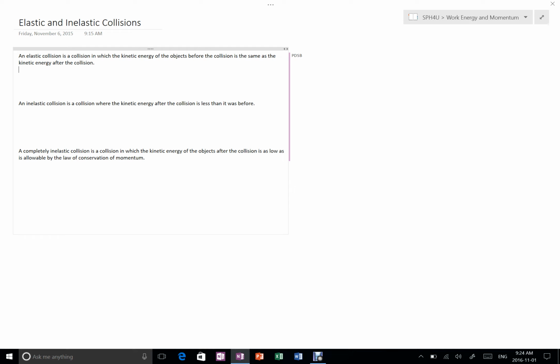An inelastic collision is a collision where kinetic energy after the collision is less than it was before the collision. So some of the kinetic energy possessed by the objects in the initial stage is lost to other forms of energy in an inelastic collision. Finally, a completely inelastic collision is a collision in which the kinetic energy of the objects is as low as possible after the collision.